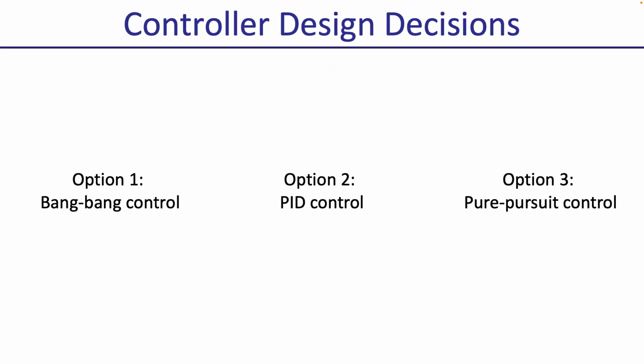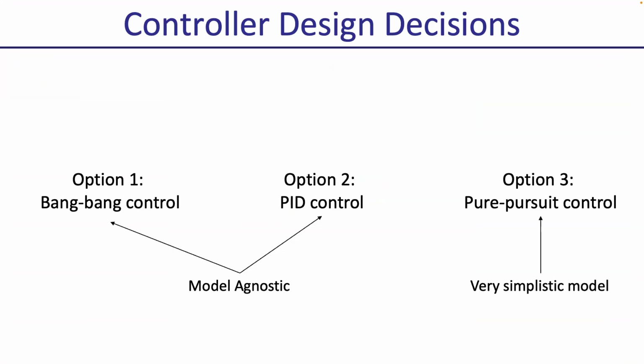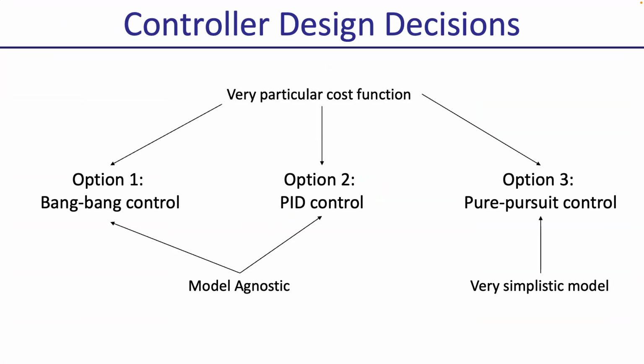And so we talked about three different types of control schemes so far: bang-bang control, PID control, and pure pursuit. Bang-bang control and PID control were model agnostic. They're super general. They just say try to minimize tracking error by going opposite to the direction of the error. And they're great, but they're not exploiting the model to the max. Pure pursuit is exploiting the model, but it only works for a particular type of model. And so we tried to go from there to something that's more general.